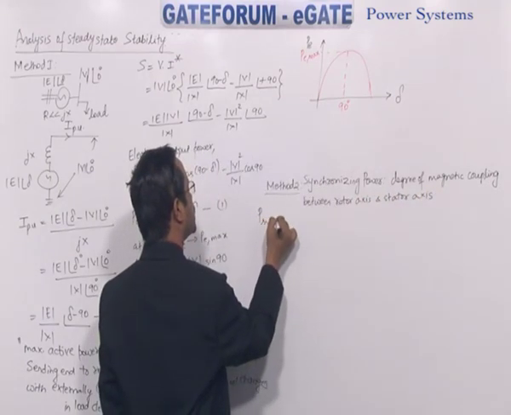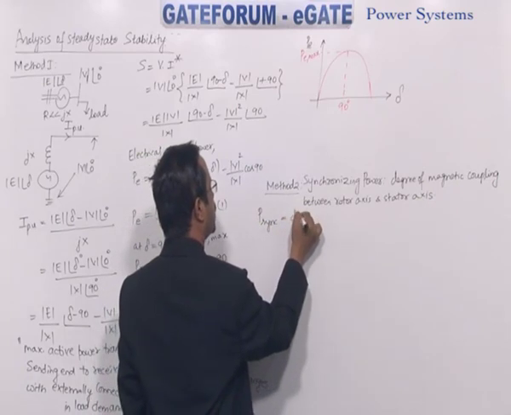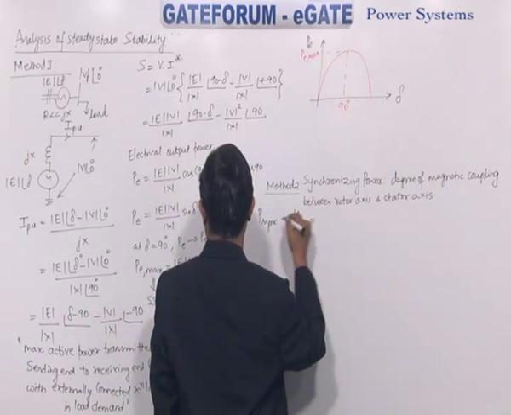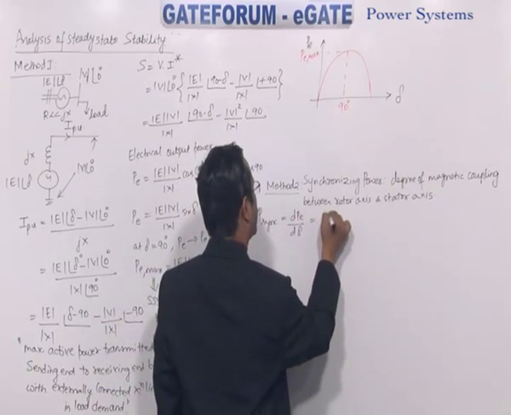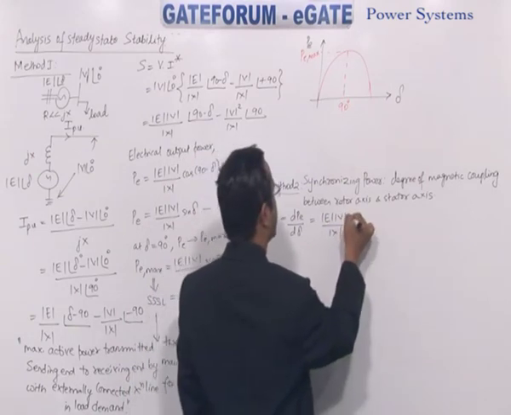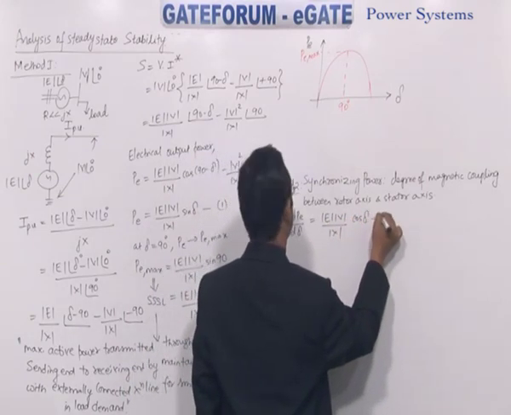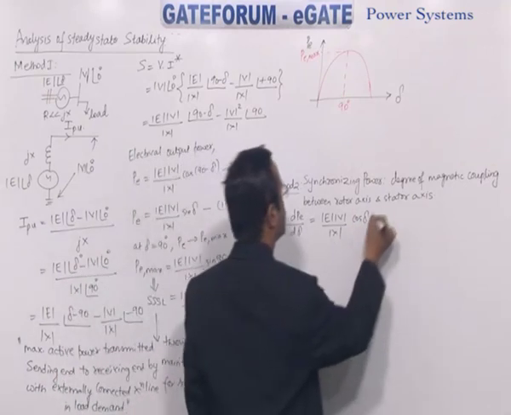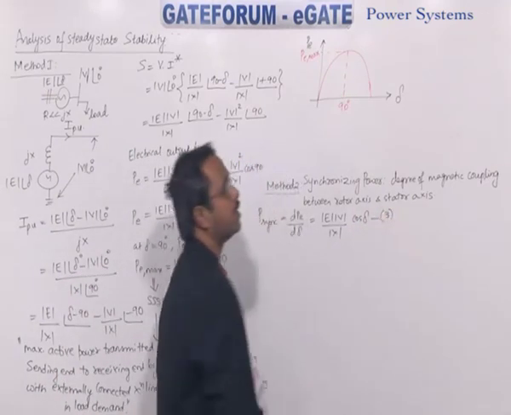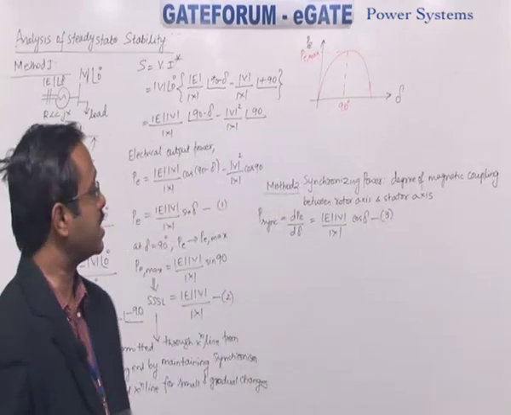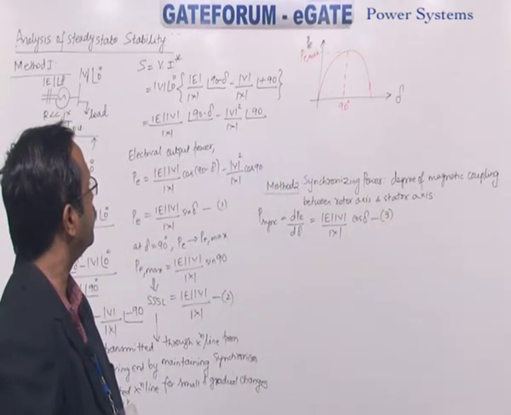Mathematically, how do you find this synchronizing power? It is dPe by d delta. How much do you get? You get EV by X cos delta, since the derivative of sine is cos. So this is the formula to find out the synchronizing power.